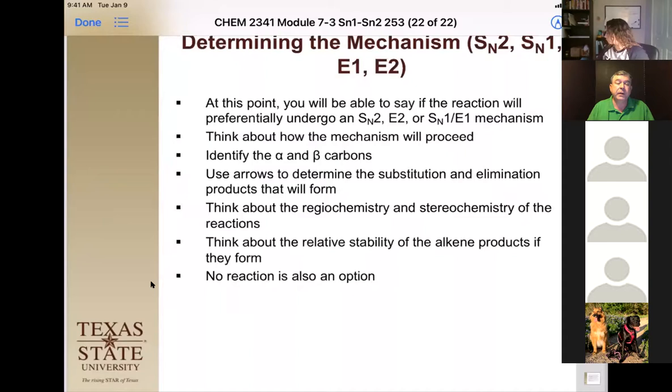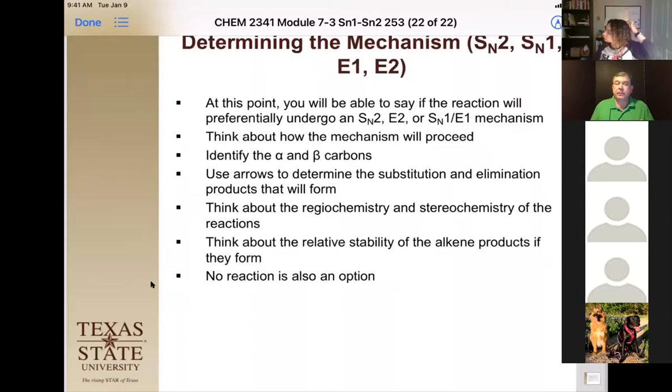If we're doing a substitution reaction and it's an SN2, we get inversion of stereochemistry. If we're doing an SN1 reaction, we're going to get a mixture of stereochemistry. So we need to pay attention to that. And then in the beta elimination, if the base is small, we're going to form the more thermodynamically favored product, the Zaitsev product. If it's big and bulky, then we might form the Hofmann product, the less thermodynamically stable one.